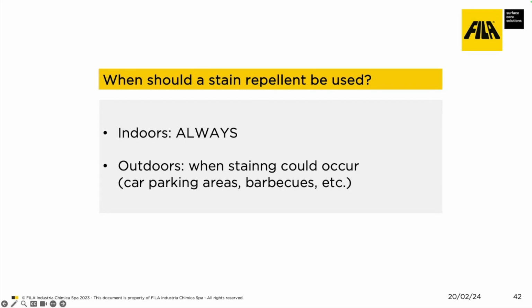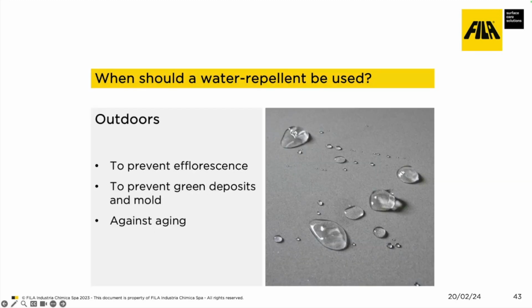Otherwise, if you want to protect an external wall or an external area where the main problem is the water, then in that case, you can apply a water repellent sealer. In this way, you can prevent the efflorescence, you can prevent the growth of green and black mold, and you can reduce the aging of the surface.